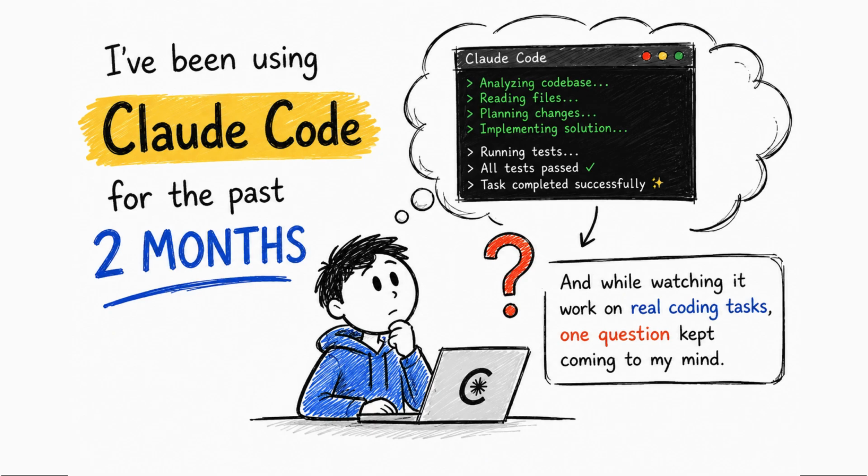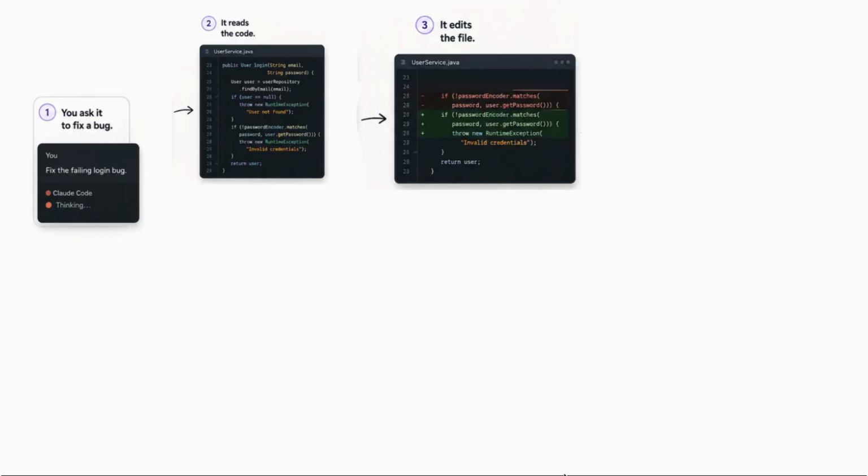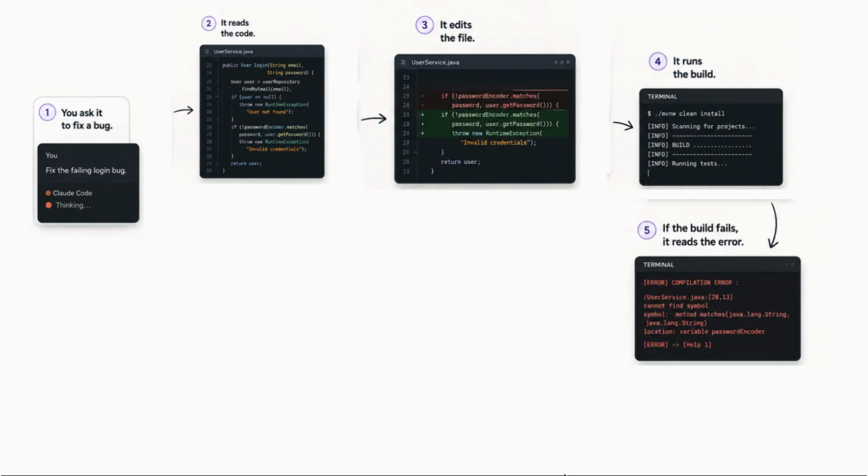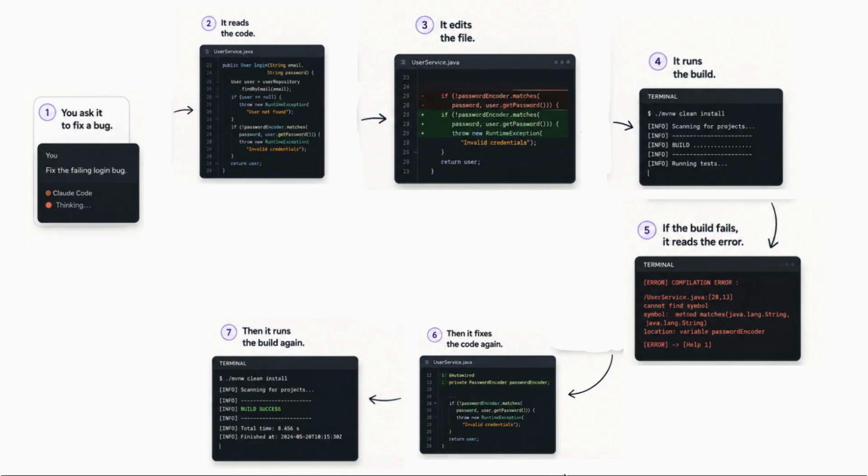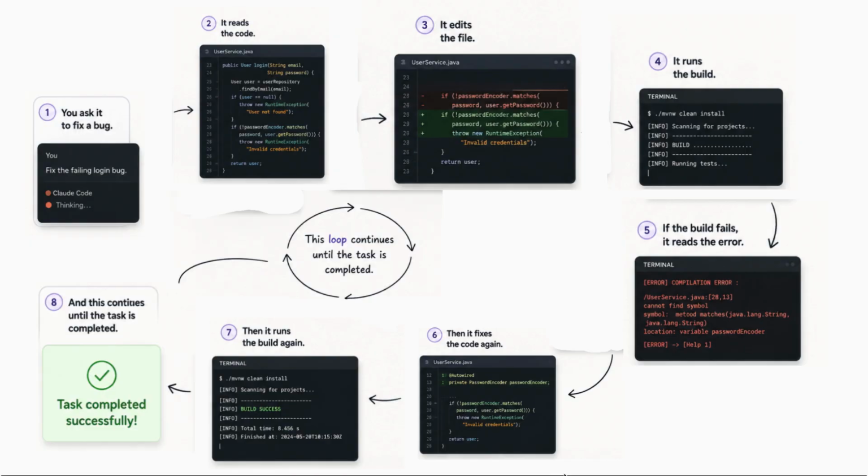I have been using Claude Code for the past 2 months, and while watching it work on real coding tasks, one question kept coming to my mind. You ask it to fix a bug, it reads the code, it edits the file, it runs the build. If the build fails, it reads the error, then it fixes the code again, then it runs the build again, and this continues until the task is completed.